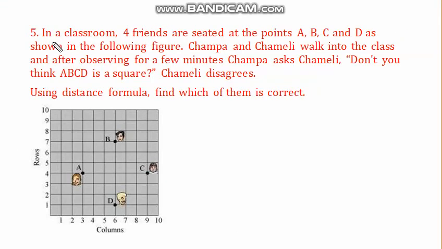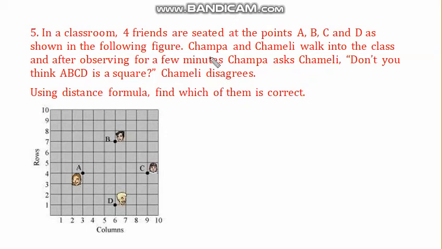Students, let's discuss exercise 7.1, fifth problem. In a classroom, four friends are seated at the points A, B, C, and D, as shown in the following figure. Champa and Shamali walk into the class, and after observing for a few minutes, Champa asks Shamali, "Don't you think ABCD is a square?" Shamali disagrees. So using the distance formula, find which of them is correct.